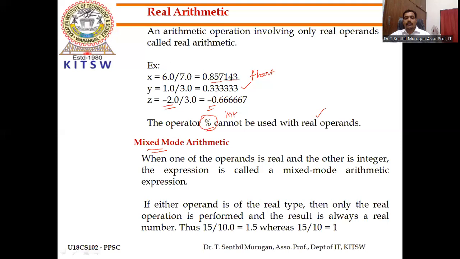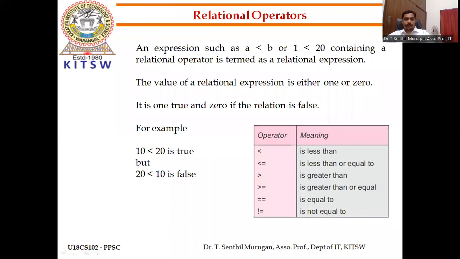Mixed mode arithmetic means both integer and float are there. That is considered a mixed mode arithmetic operation. For example, the values 15 and 10.0, if you divide them, the answer is 1.5. If we have declared the variable as integer, then it will not print 1.5, it will take only 1. That 1 is the answer. When you are using mixed arithmetic, it will use the type of the variable.